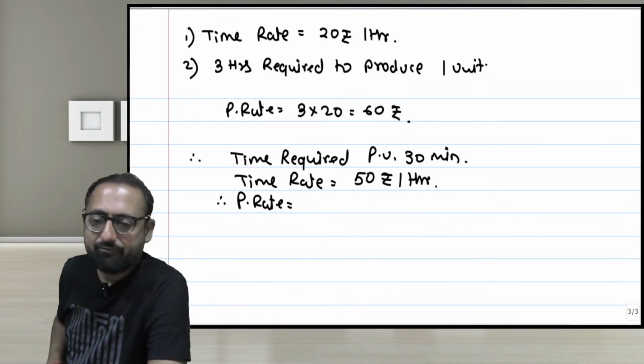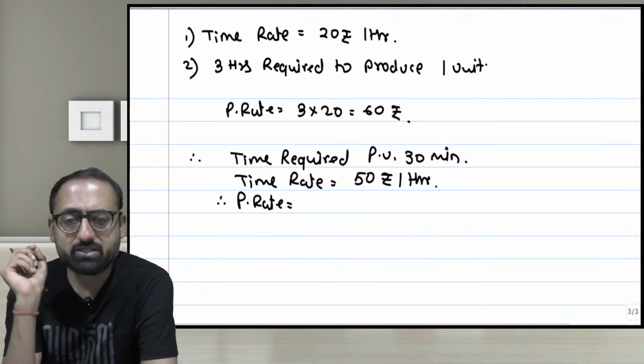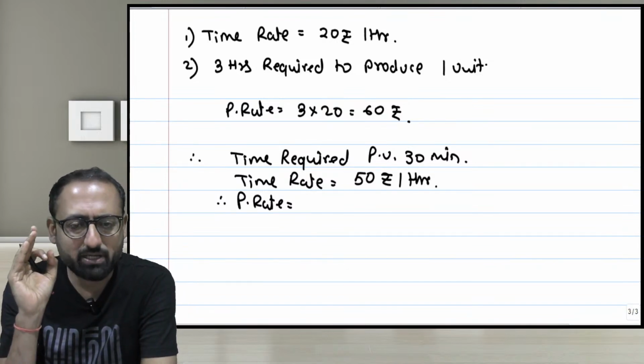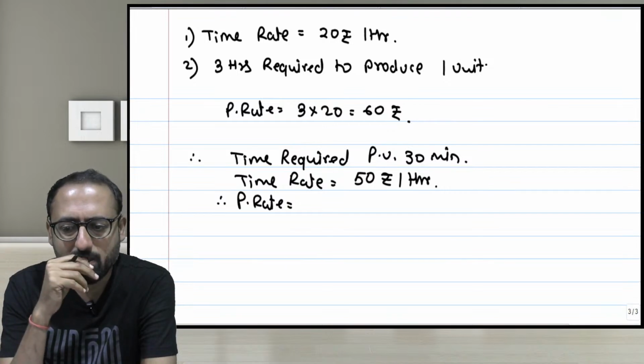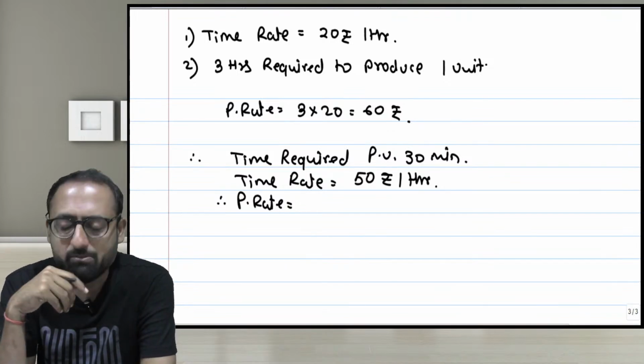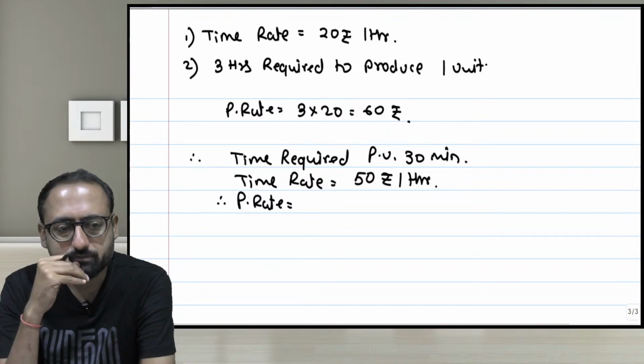You will have to calculate now piece rate. So the time required per unit is 30 minutes. Time required per unit is 30 minutes. Very quick answer. Very good. Some students are giving very quick answer. Time required per unit is 30 minutes.